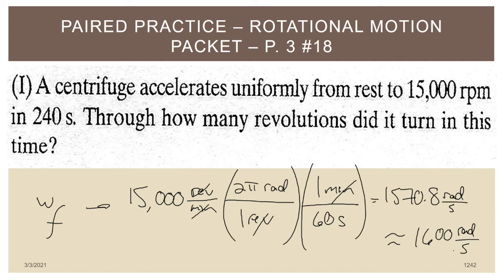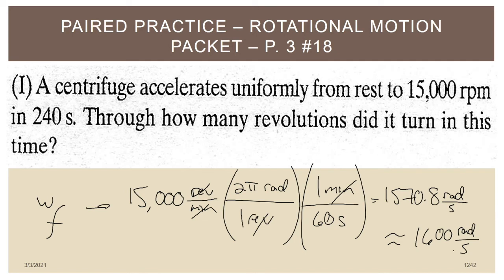Now, I want to just preface this here. I understand the question says through how many revolutions, so we are actually going to find the answer in radians and then go ahead and convert it back. Most of that is just so you can see how these conversions are done. Once you have that down, then it's not really going to be an issue, but that's at least the idea.